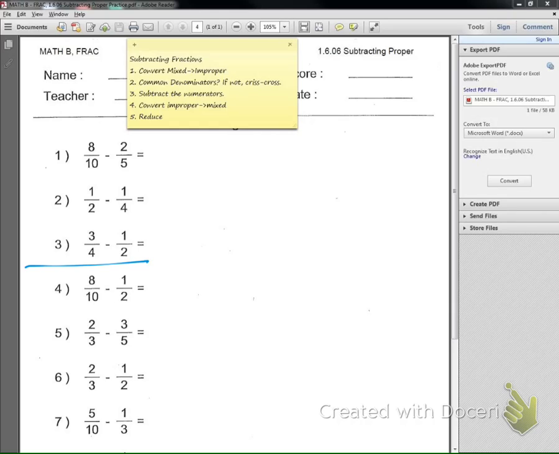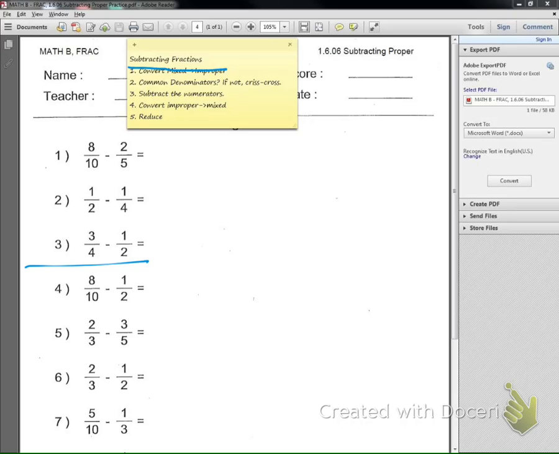Alright, the first step is you need to convert any mixed numbers into improper fractions. All of these problems here are going to be proper fractions, so we get to skip step 1 on all of these problems today. On your next lesson, you will have mixed numbers that you'll have to convert.